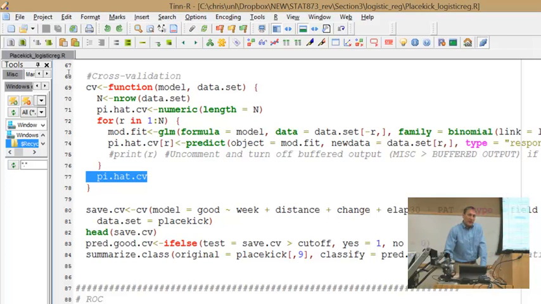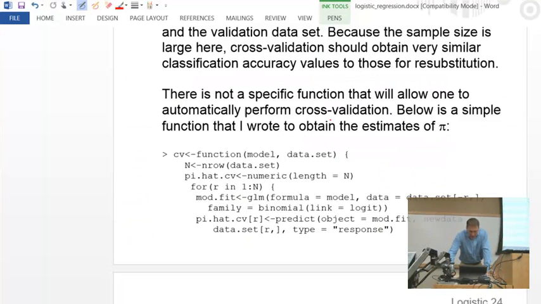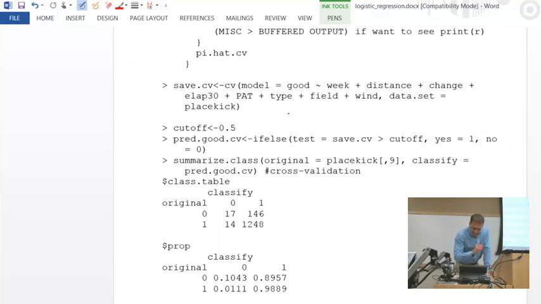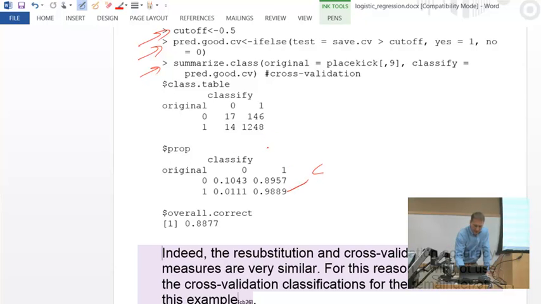I would run this in class, but it would take a couple minutes, and we only have about 10 minutes left, so I'm not going to. Of course, you're expected to run this on your own. And so to call the function then, I say CV, I put in my model that we saw before, I put in my data set, I save my results into something called save.cv, set my cutoff probability, use my if-else function to make the classification. And then I use summarize.class to summarize the results. This is what I get.